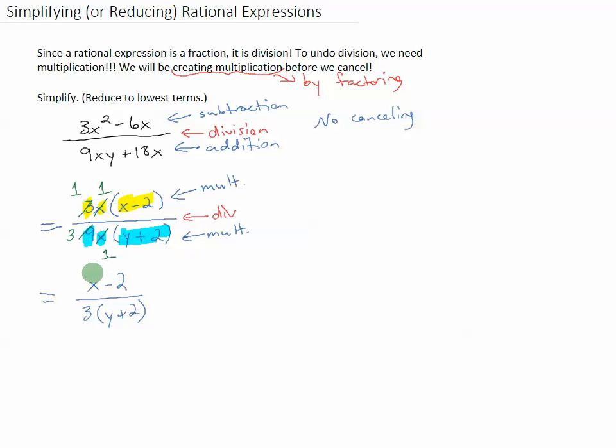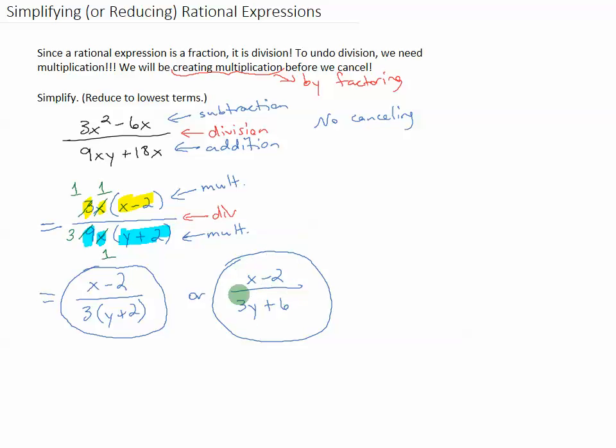And you could leave your answer like this, or if you wanted to be technical about it and completely simplify it, you would get rid of the parentheses after you've done all your canceling and just distribute the 3 on the bottom to get 3y plus 6. So either of these are acceptable. This is actually more simplified, but this one over here is accepted because in this form, when it's factored, you can tell that nothing else cancels. So that's kind of nice, okay? So either one of those would be acceptable as a final answer to this problem.